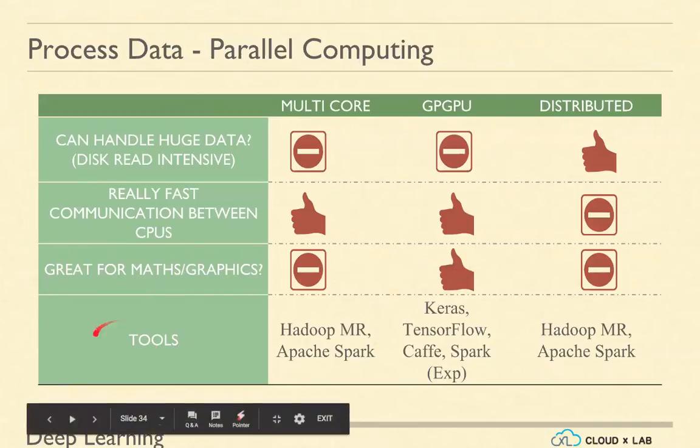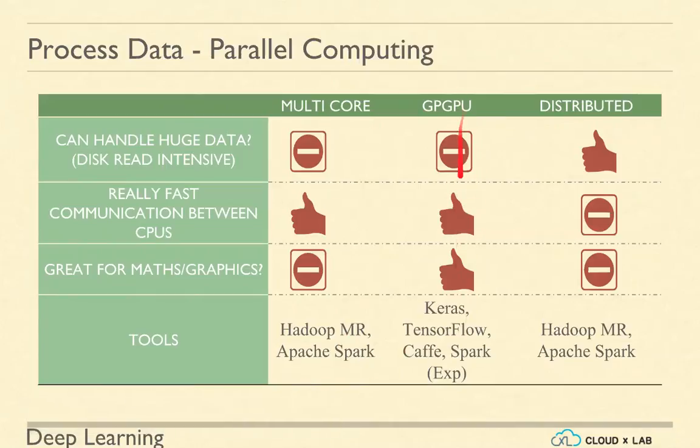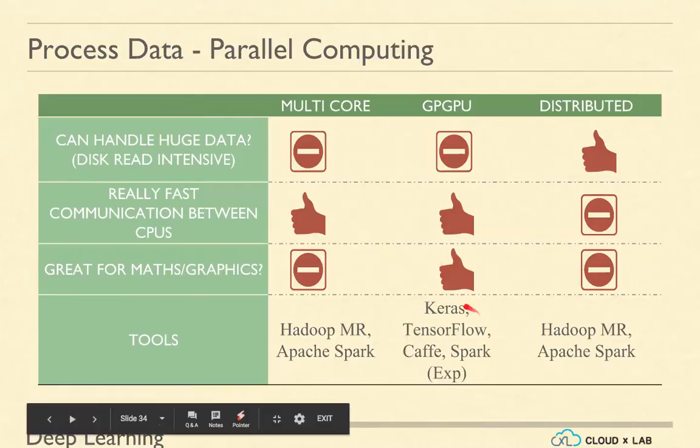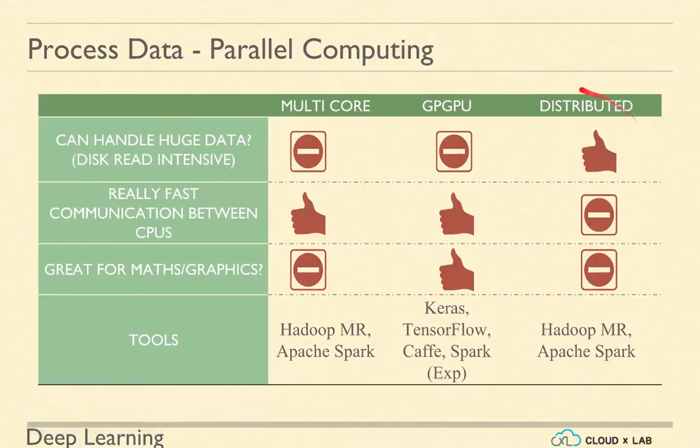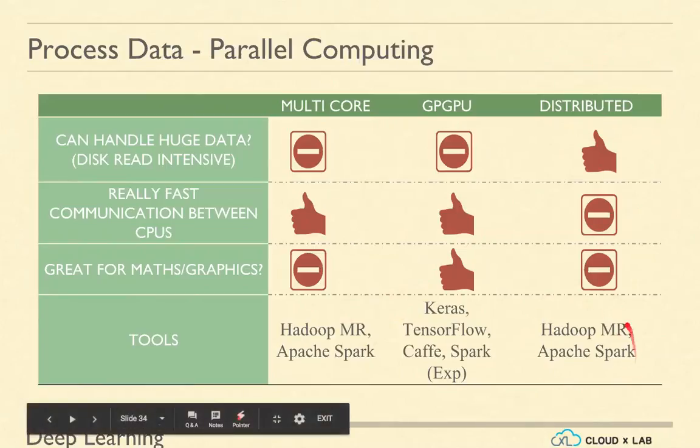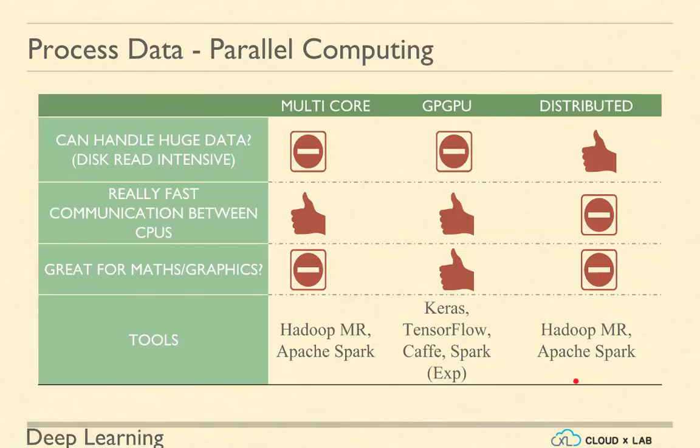Now, the kind of tools that we use: if you need to just utilize your multi-core, you can use Hadoop, Spark, or any other libraries. If you are going with GPU and you want to do a lot of computation related to machine learning, you might require a library like Keras, TensorFlow, Caffe, and Spark. In case you need to do distributed computing, then you have Hadoop and Spark. And also now TensorFlow also has a distributed version. We will be learning the distributed part of TensorFlow in this course.